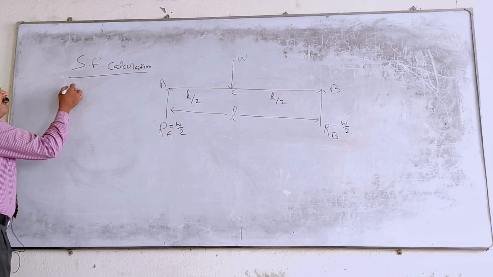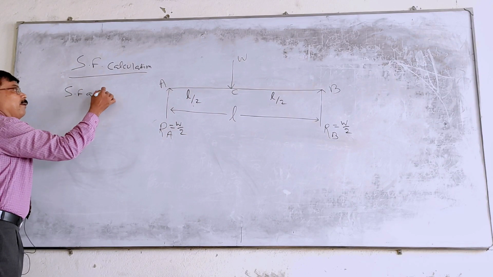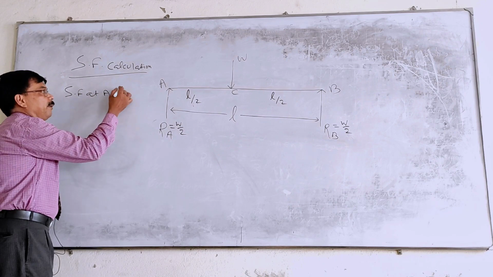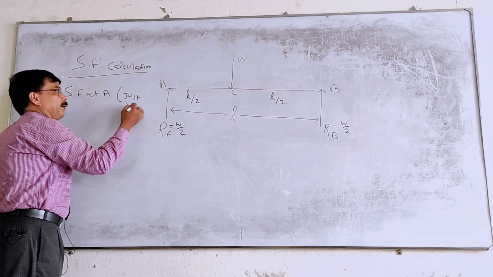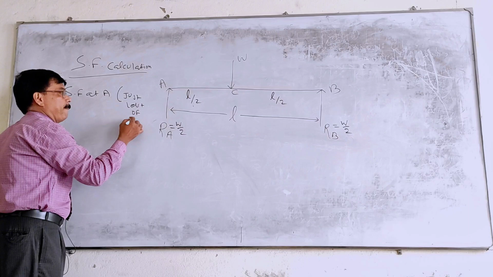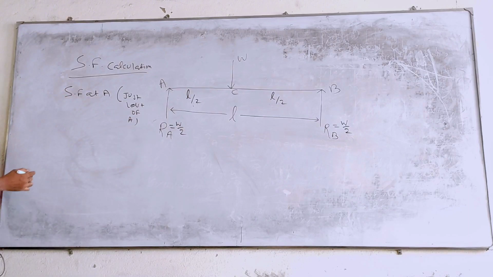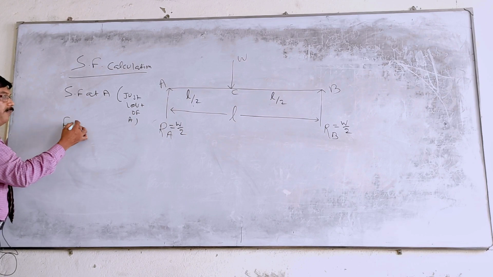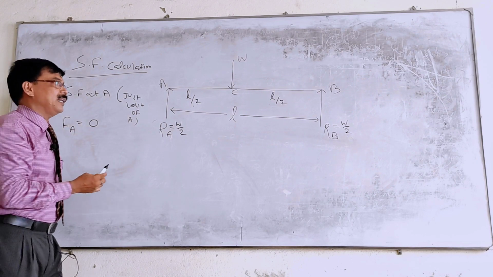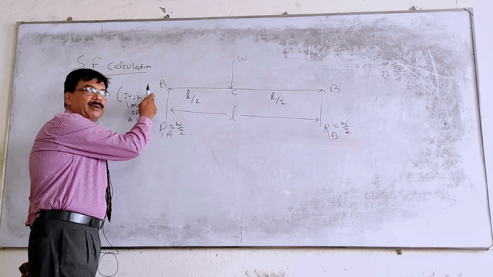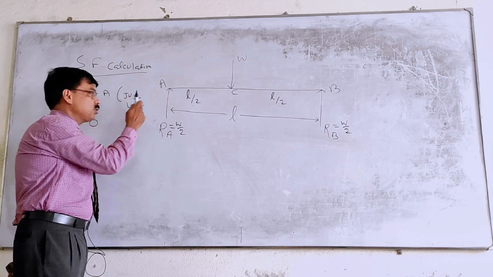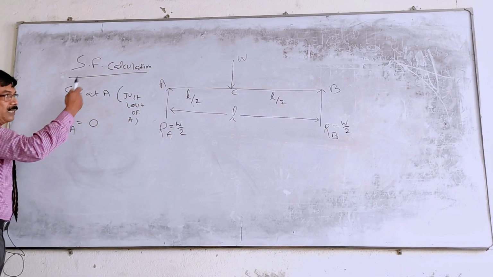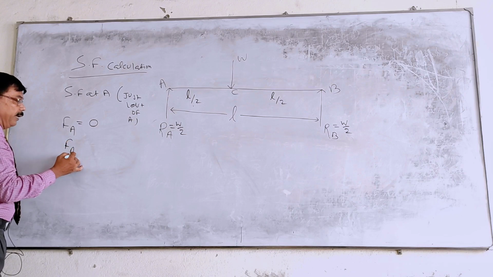Shear force at A, just left of A. Just left of A, the value will be 0. Shear force at A is represented mathematically by FA. The value will be 0. The region left of A has no beam, no load, so no shearing. So the shear force value is equal to 0. Next, move to right of A.